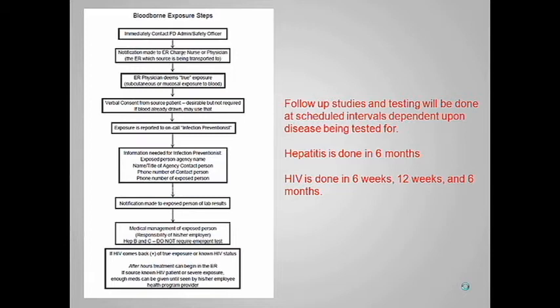At that time, the exposure is reported to the on-call infection preventionist. Information needed there: exposed agents, the exposed person, agency name, the name and title of agency contact, the phone number for the contact person, and the phone number for the exposed person. Notifications are made to the exposed person of lab results.